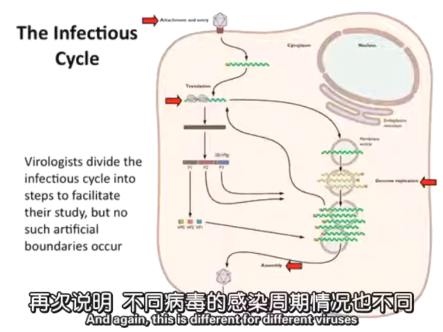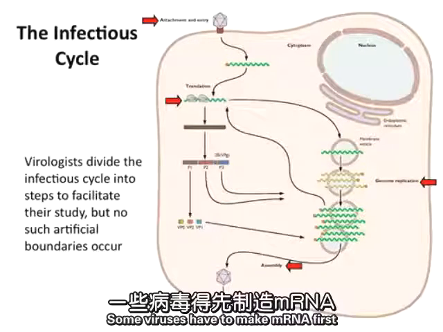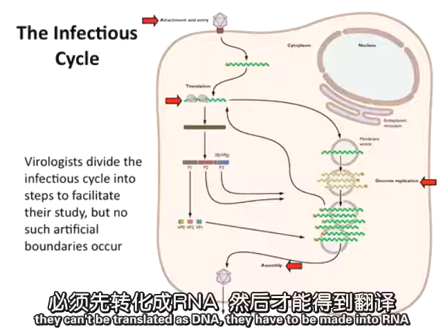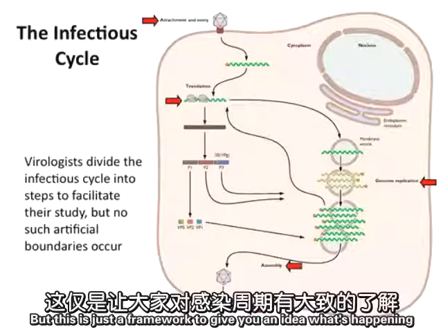And again, this is different for different viruses. Some viruses have to make mRNA first. So for example, DNA viruses, when they get in the cell, they can't be translated as DNA. They have to be made into RNA. So this will differ, but this is just a framework to give you an idea of what is happening.